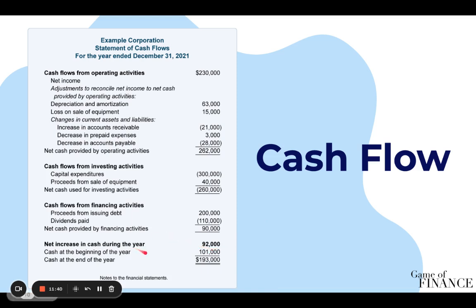And then this would be the net increase in cash during the year. So you take the cash at the beginning of the year and the cash at the end of the year. You take the net increase in cash during the year plus the cash at the beginning of the year to get your total cash at the end of the year.